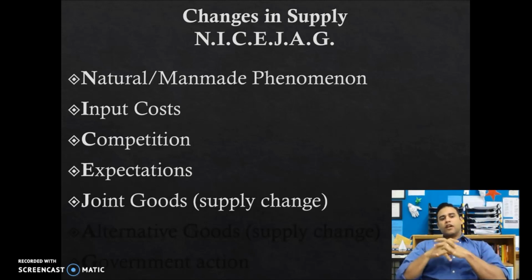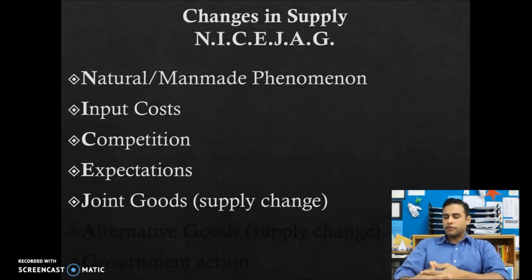Joint goods kind of go back to that natural man-made phenomenon that I just talked about when I was talking about a hurricane hitting the tortilla factory. Well, really, in reality, the tortillas are joint goods. They're things that I need in order to create the thing I make, which is breakfast tacos in our example. So if there is some change in the supply of tortillas, then it's going to change how easily I can make breakfast tacos, and how easy it is for me to make breakfast tacos determines my willingness and ability to supply a certain quantity of breakfast tacos at each price level.